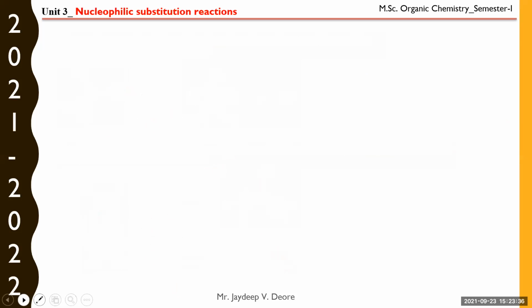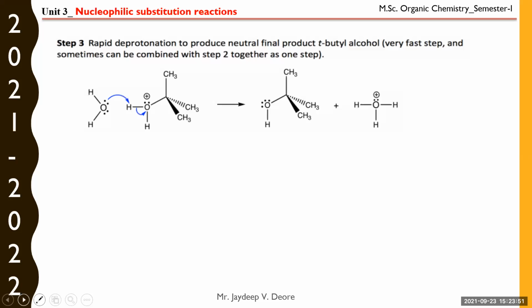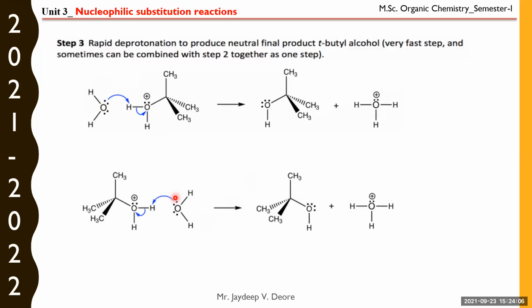The next one is step 3, the rapid deprotonation of the neutral final product. Whatever product is formed in the last step, there is a rapid deprotonation. You can see here, this water molecule is going to extract this proton, and it deprotonates the final product. Similarly in the second case also. So these are the final tertiary butyl alcohol products, and this is a very fast step.